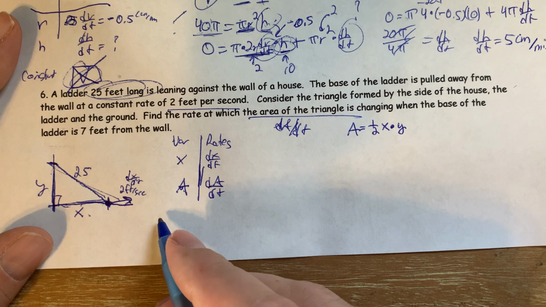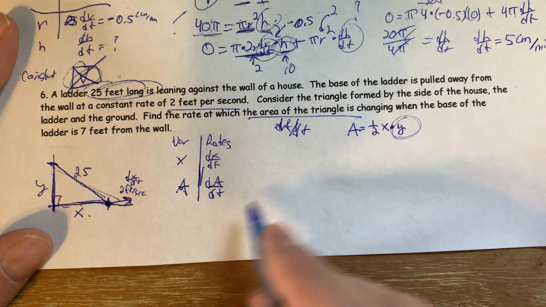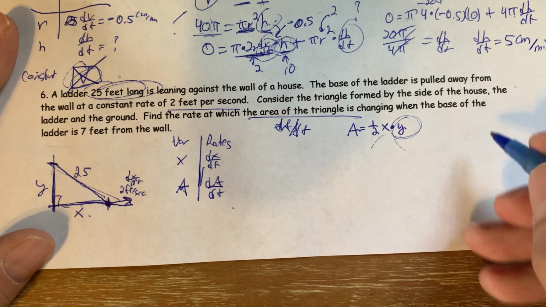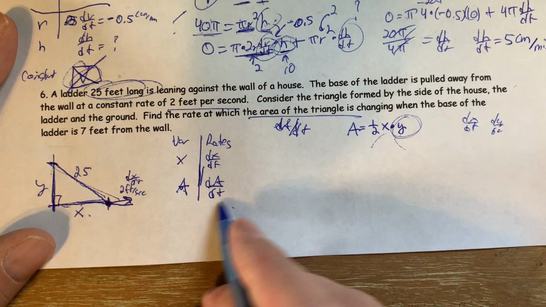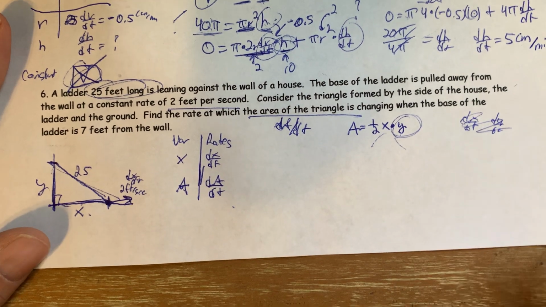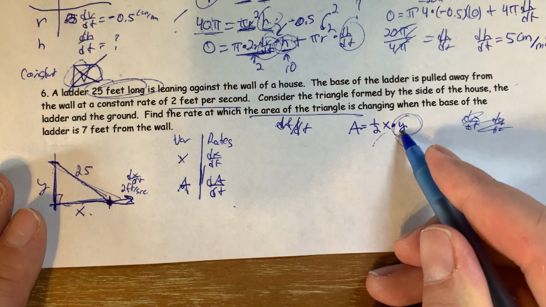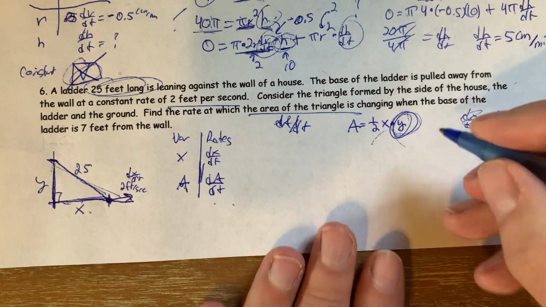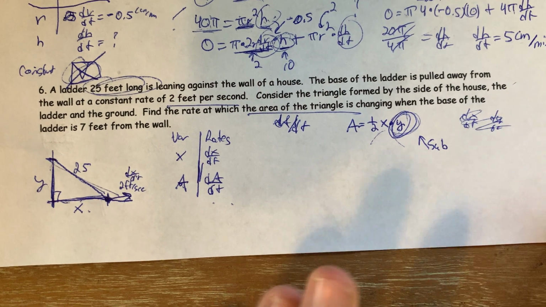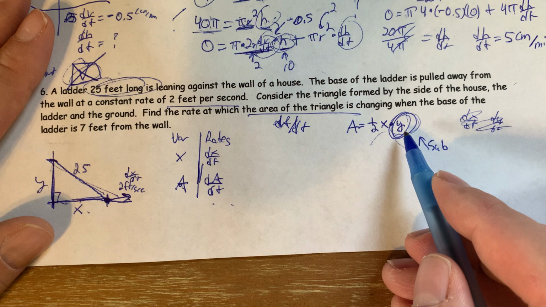But notice here, there is no dy dt. And so if I did the derivative right now, I would end up with a dx dt and a dy dt. But there is no rate for dy dt. And so I never want to have a variable that I don't have a rate for. So I'm going to need to substitute. And the way I'm going to substitute is I need a relationship between just x and y.